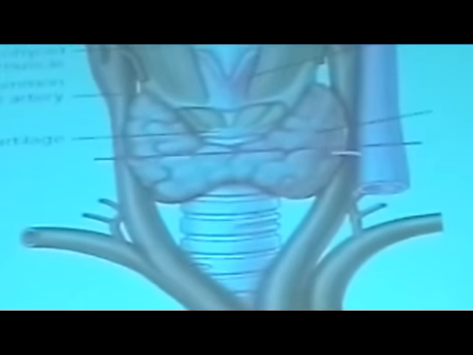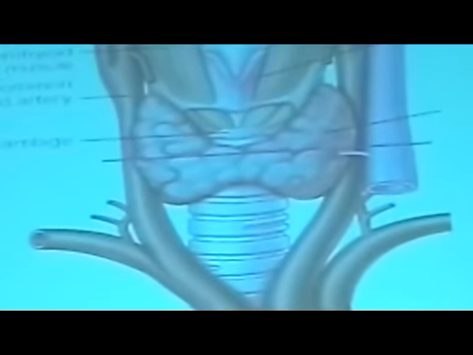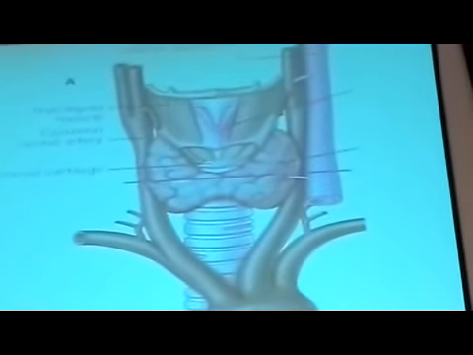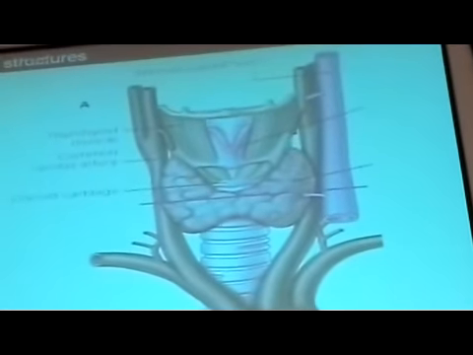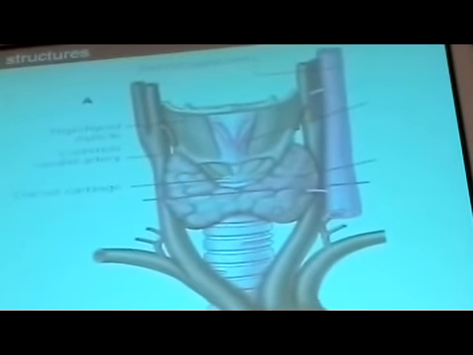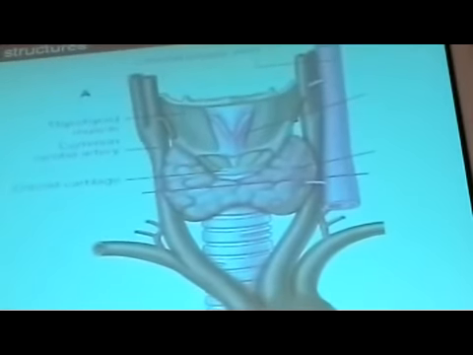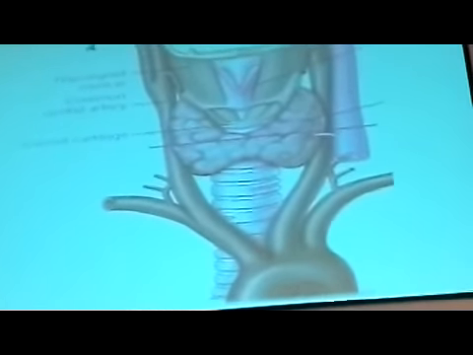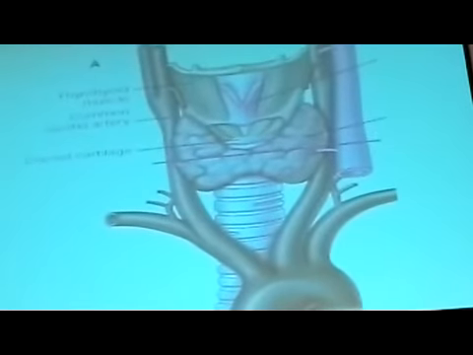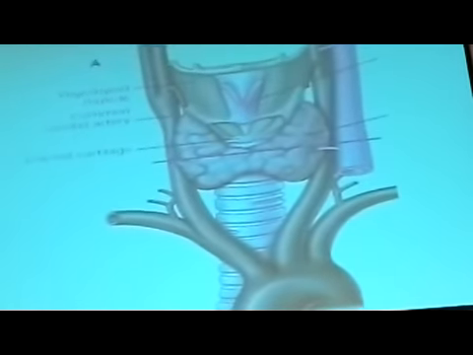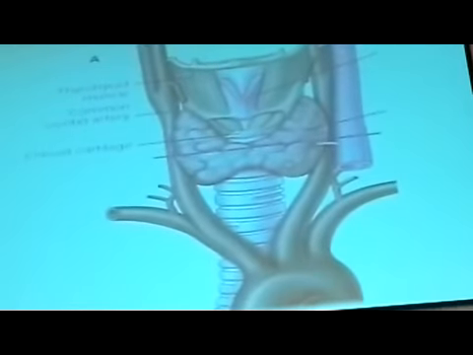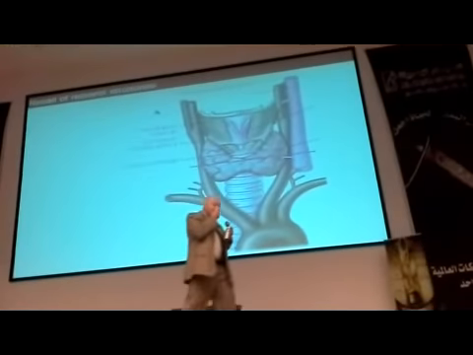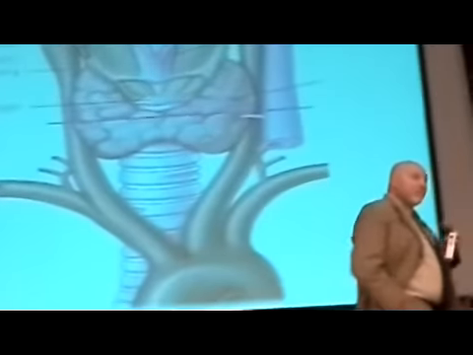There are two very important nerves to learn in relation to the thyroid gland. The first one is the external laryngeal nerve. The second one, between the trachea and esophagus, is the recurrent laryngeal nerve. So the surgeon must keep this relation in mind.